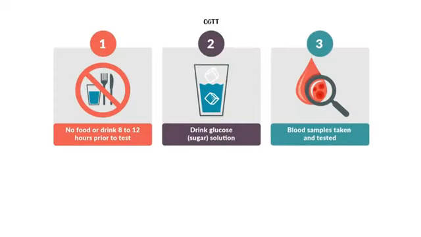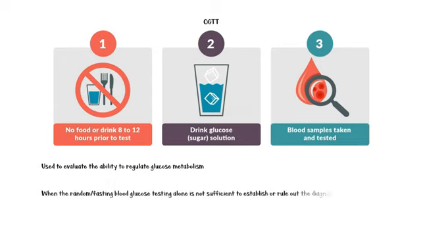Glucose tolerance test is used to evaluate the ability to regulate glucose metabolism and is indicated when the random or fasting blood glucose testing alone is not sufficient to establish or rule out the diagnosis of diabetes. Plasma glucose levels reflect a combination of carbohydrate uptake from the gastrointestinal tract, glucose output from the liver, and glucose uptake from the peripheral tissues.